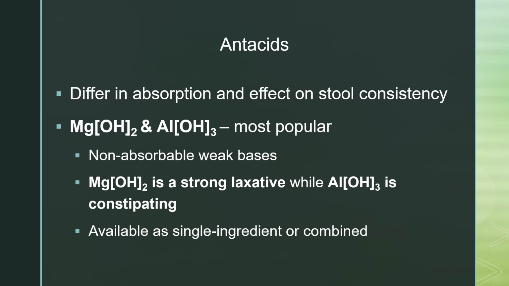So antacids will differ in absorption and effect on stool consistency, especially those containing magnesium and aluminum, which are the most popular. These two are non-absorbable weak bases. Your magnesium is a strong laxative, while your aluminum is a constipating agent. They can be available as a single ingredient or a combination.